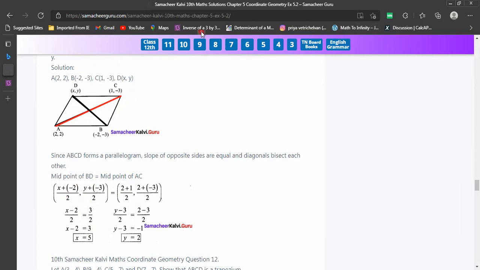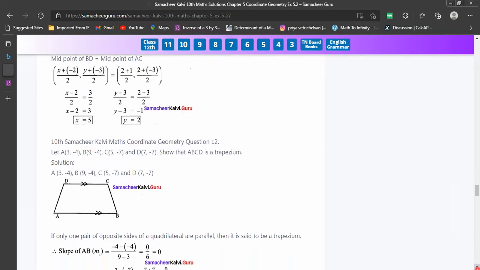How can you equate? You can equate this point to this point and the second point to the second point. Okay. So x minus 2 upon 2 is equal to 3 by 2. This y minus 3 by 2 is equal to minus 1 by 2. So by equating, you'll be able to find the value of x and y. Is it clear? Yeah.